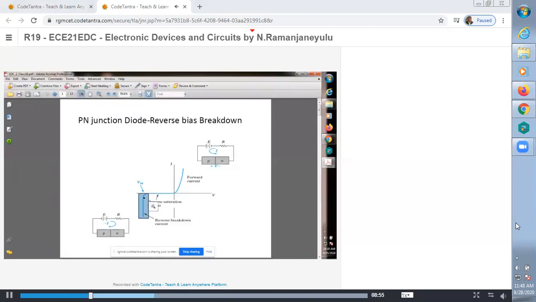At breakdown, what happens? At breakdown, a huge amount of current flows through the junction. Okay, the breakdown voltage is almost constant, with very minute variations, but the current increases. Okay, what happens at that point? There is something happening at that point.